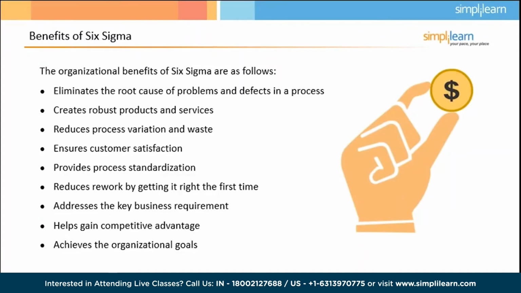And when you can implement Lean Six Sigma and put it into place, some of the benefits are so widespread. When you eliminate the root causes of problems and defects in a process, you create robust products and services, you reduce process variation, and you're going to achieve all kinds of benefits for your organization. You help ensure customer satisfaction. You can reduce rework by getting it right the first time. Imagine what that does to employee engagement and morale. When you set your employees up for success and they go in each day, they have a better day.